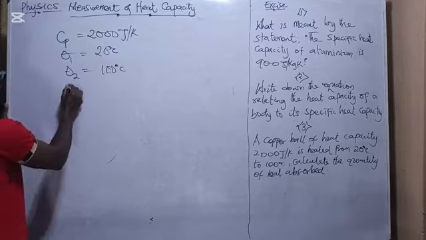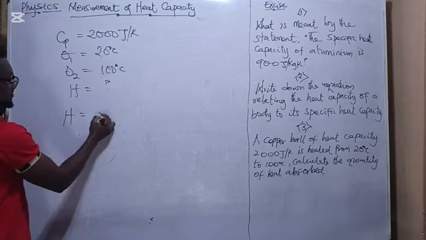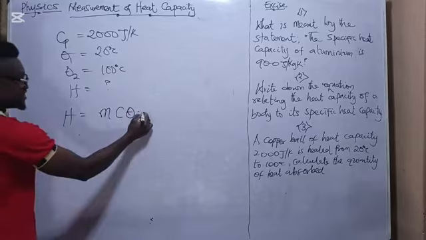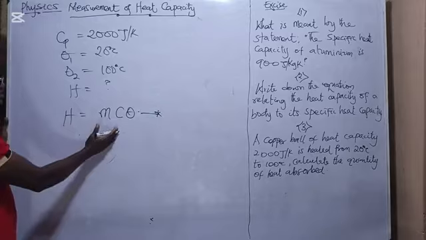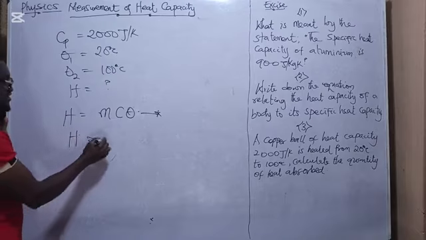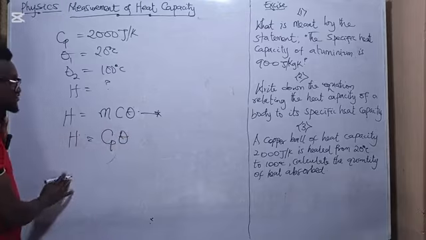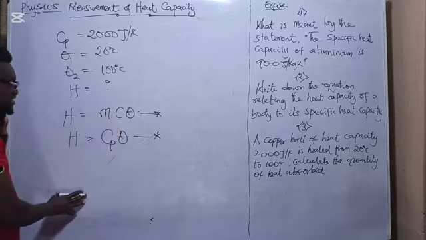Now, what's the quantity of heat absorbed? From the given parameters, we have that heat is equal to the mass, the specific heat capacity, then the temperature change. We have this as a formula, but with what we are given, we are not going to work with this first formula. We have another formula, that the quantity of heat is equal to heat capacity times temperature change. So this formula will be used. Why? Because we have the heat capacity given and not the specific heat capacity.